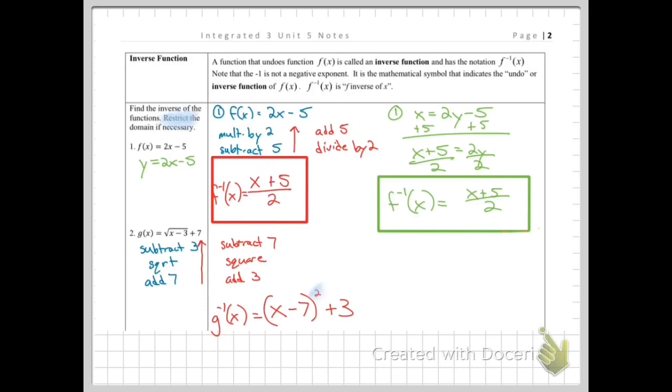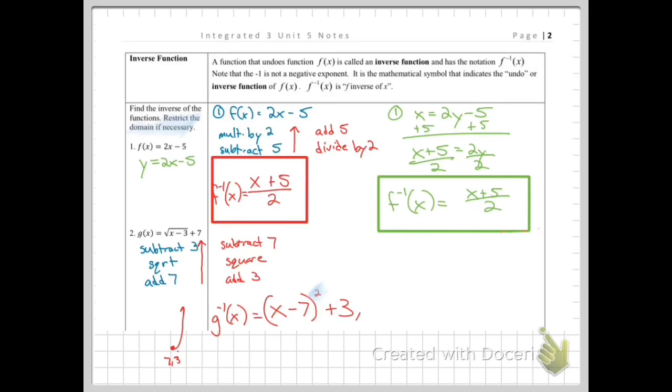Anytime we have a square in the exponent, we need to restrict the domain. Restrict the domain if necessary. So this is going to make a parabola, right? It's going to make a parabola with a vertex at 7, 3, and it's opening up. But if I draw the inverse of that, it is not a function. So I need to get rid of half of my parabola so that it is a function. So we need to restrict the domain at the x value of the vertex.